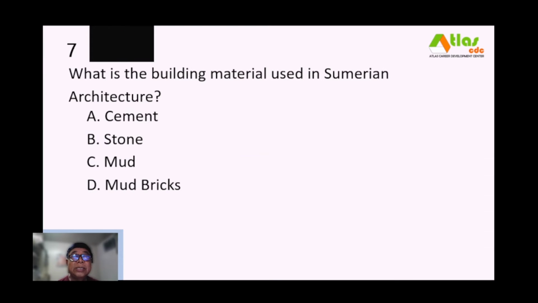Number 7. What is the building material used in Sumerian architecture? A. Cement, B. Stone, C. Mud, and D. Mud bricks.